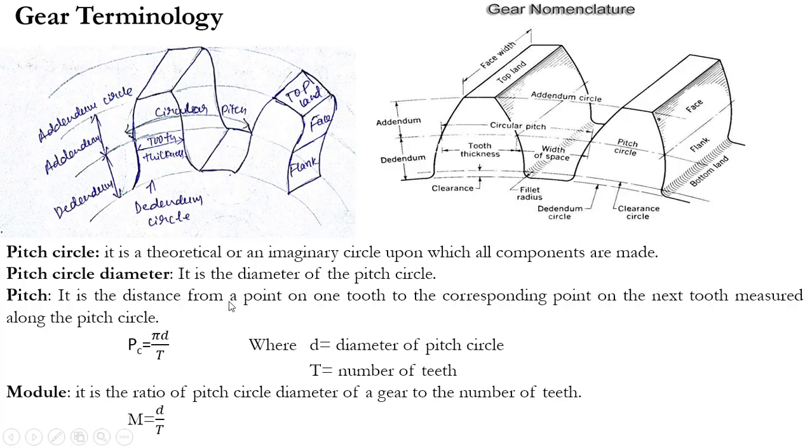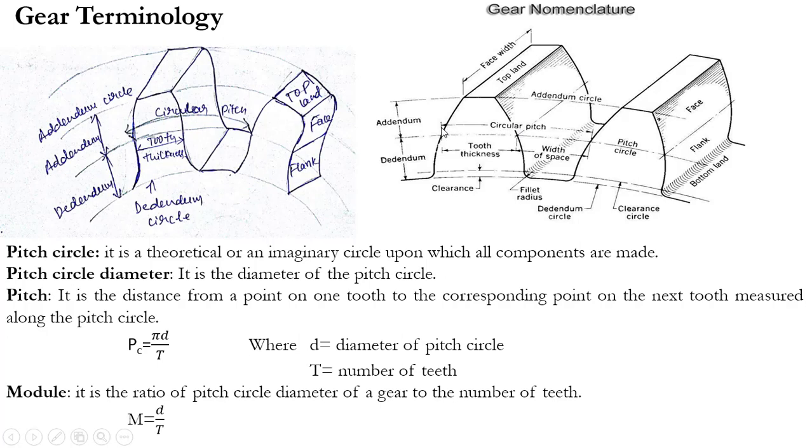The thing is, it should be the distance from one point on one tooth to the corresponding point on the next tooth, measured along the pitch circle, and that has to be measured along this pitch circle. This is the pitch circle we already have taken here. I think you can see here. This is the pitch circle we have taken here. So this is called the pitch.